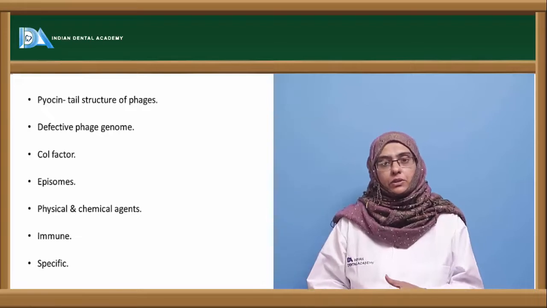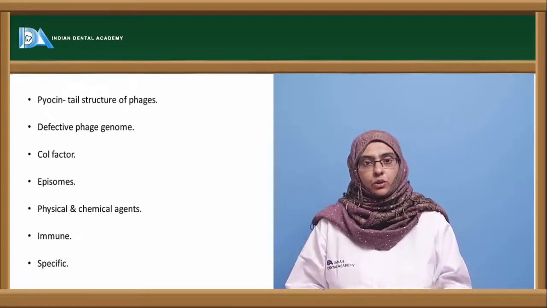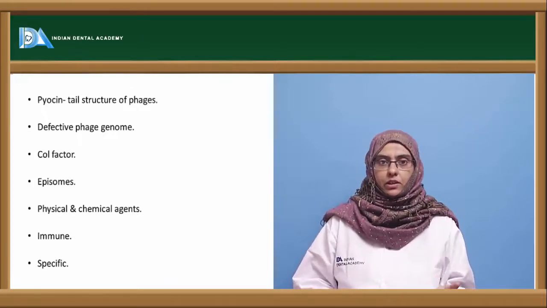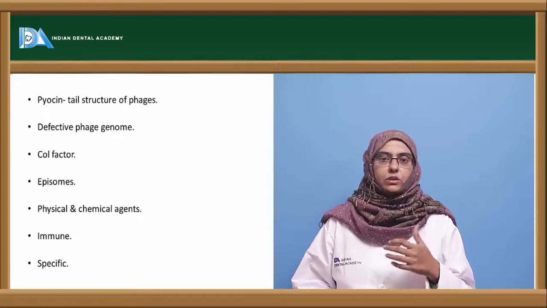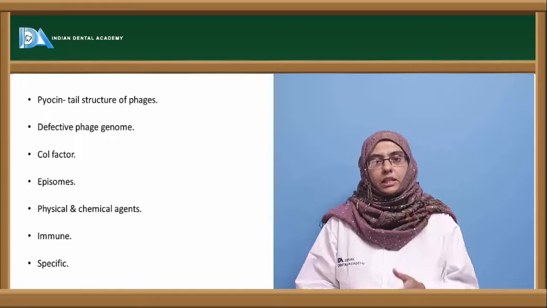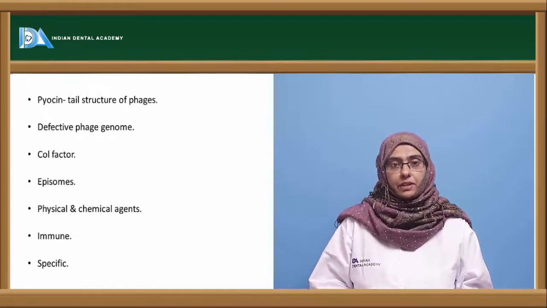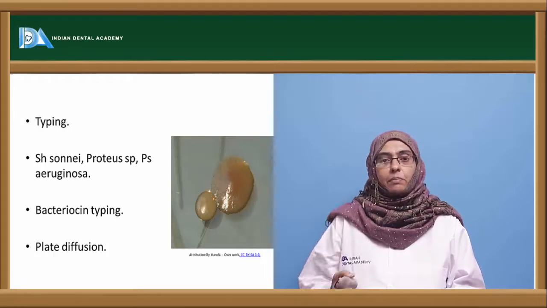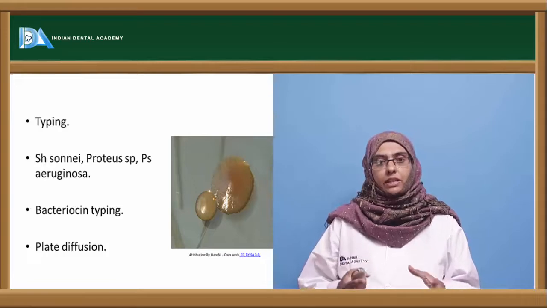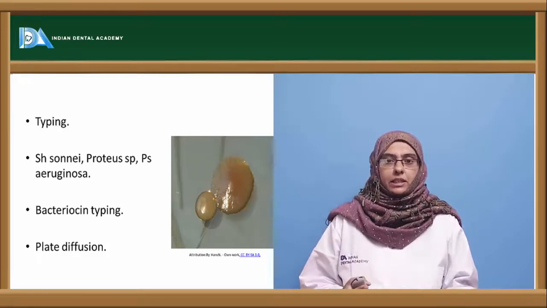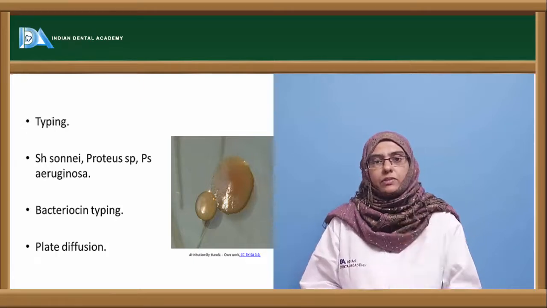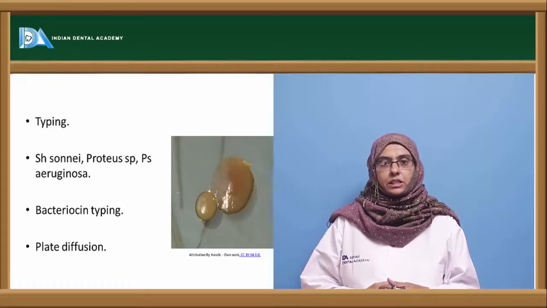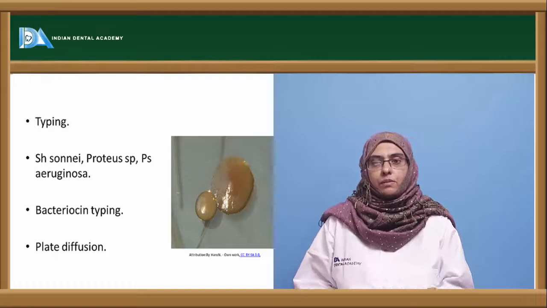Now, the organism which produces this bacteriocin is immune to its own bacteriocin, but has the ability to infect and cause the lysis of other organisms. That is, it is not killed by its own bacteriocin, but instead can kill the other organism. And it is highly specific in nature. The specificity can be very well understood when we type the bacteriocins. Bacteriocins cannot infect or cause the lysis of just any bacteria. They are highly specific and target only a specific group of organisms. Take for example Shigella sonnei, Proteus species, and Pseudomonas aeruginosa. They are the sensitive cells towards the bacteriocin.